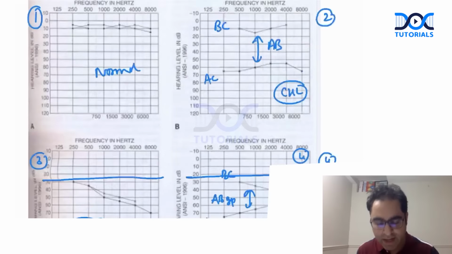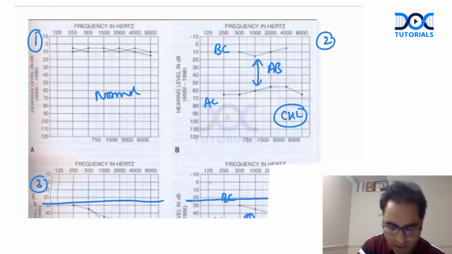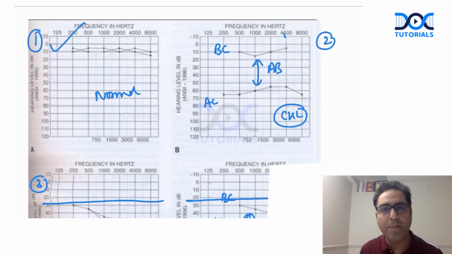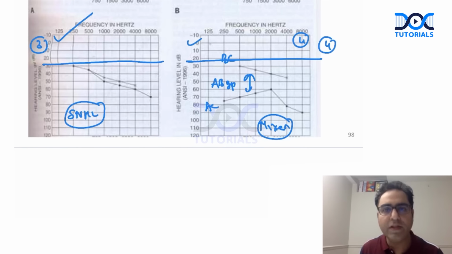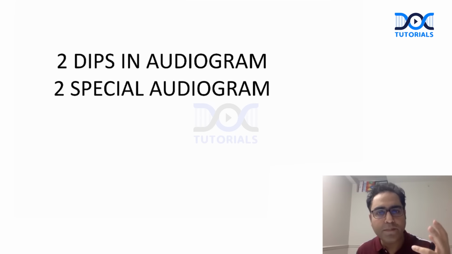Let's try once again. First one is normal. Second is AB gap, conductive hearing loss. Third is both AC, BC poor, SNHL. Fourth is AC, BC poor with AB gap. It's the mixed hearing loss pattern. Now, 2 dips and 2 special audiograms in the end.